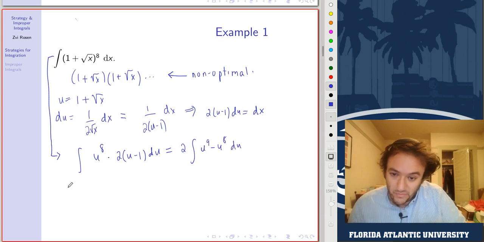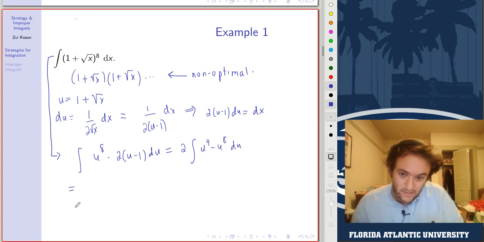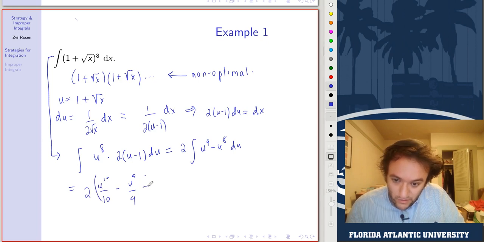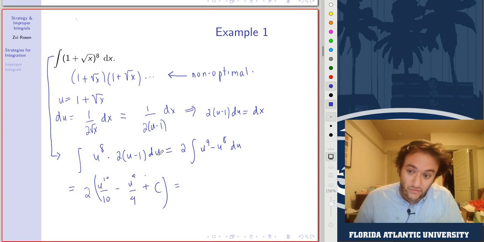And applying the power rule, now because this is a standard integrand, we have 2 times u to the 10th over 10 minus u to the 9th over 9. And we want to make sure that we include a constant of integration. And we still have to turn back into our original variables.